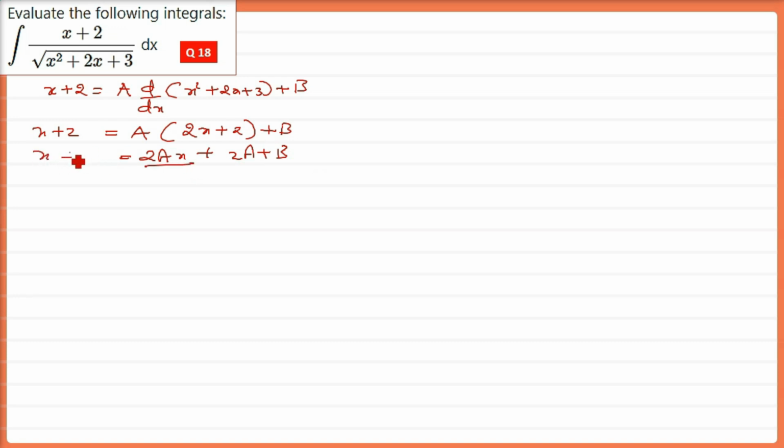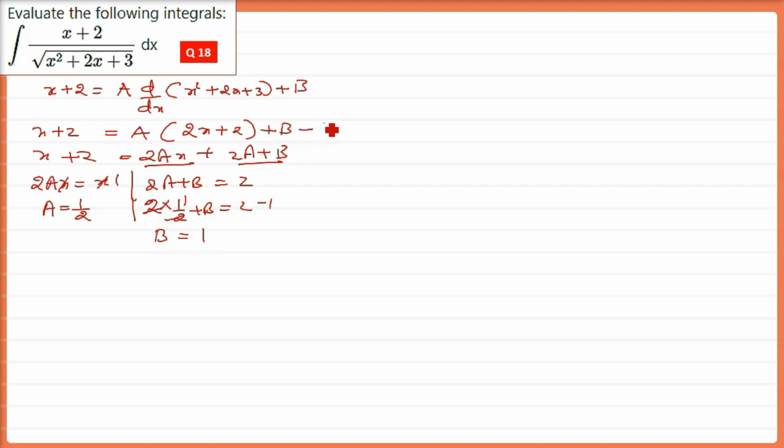And we will equate the similar terms. Similar terms means those terms containing x are to be equated, and the constant terms have to be equated like this. So 2Ax equals x, and 2A plus B, there is no constant term on the left, there is a 2 on the right, so we are equating it to 2. So A is 1 by 2 here. If you place A here, 2 into 1 by 2 plus B is equal to 2. This gives you B equals 2 minus 1. So B is 1, A is half. Now this is the actual equation where we try to represent x plus 2 in a certain form, which makes the equation easily integrable.